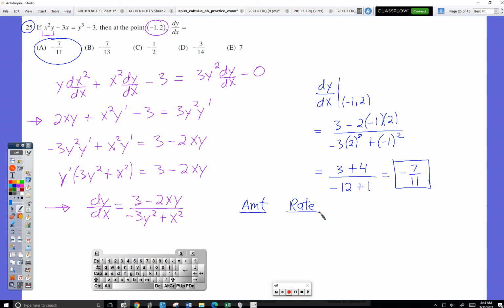Raise your hand if you know what equation belongs in the amount column. Hands up. What equation belongs in the amount column? x squared y minus 3x equals y cubed minus 3. Please raise your hand if you knew that. Point, 2 for Adam.